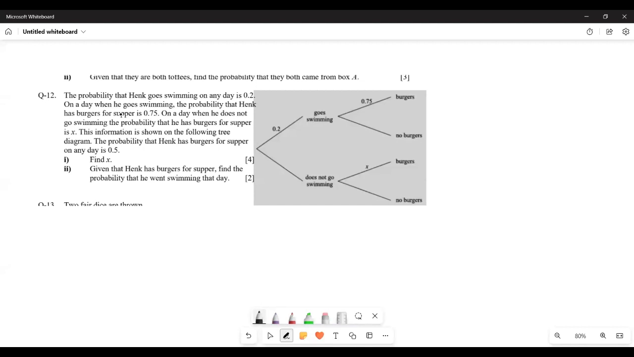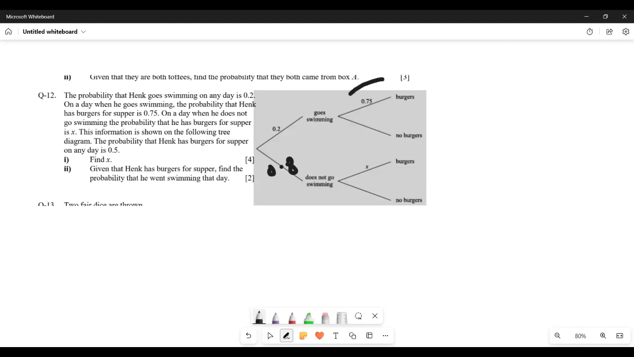Question number 12 of the worksheet. Probability that Hank goes swimming on a day is 0.2. On a day when he goes swimming, the probability that Hank has burger for supper is 0.75. So let's just fill up this tree diagram on the go. So probability that he goes swimming is 0.2. That means the probability that he does not go swimming is going to be 0.8.